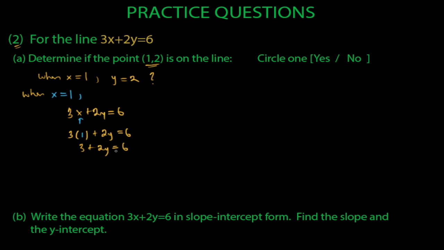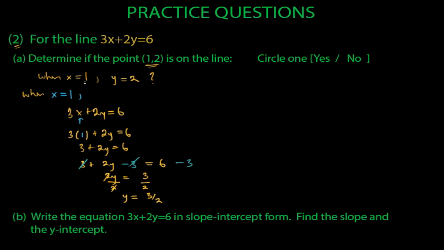Let me write it in a good way so we can see what's happening. We have 3 plus 2y equals 6. To remove 3, we deduct 3 from both sides, so that becomes negative 3, and this goes off. What I have here is 2y equals, now 6 minus 3 is 3. To find y, we divide both sides by 2, and we have y equals 3 over 2.